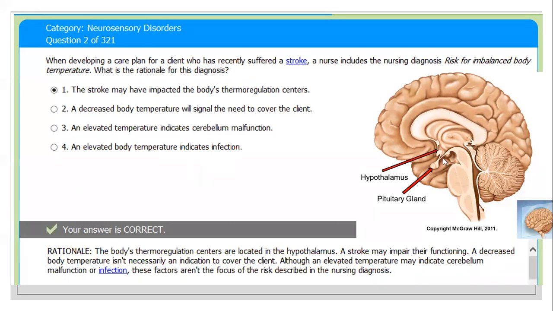So in this picture, we can see this is the hypothalamus, right? So the rationale says the body thermoregulation center is located in the hypothalamus. Okay, and a stroke may impair its function. So again, I want to tell you, a stroke occurs when the supply of blood to the brain is reduced or blocked completely, which prevents the brain tissue from getting oxygen and nutrients. This is the basic pathology, or underlying cause, of stroke. So a stroke may impair its function because blood supply stopped, nutrition stopped to the brain.